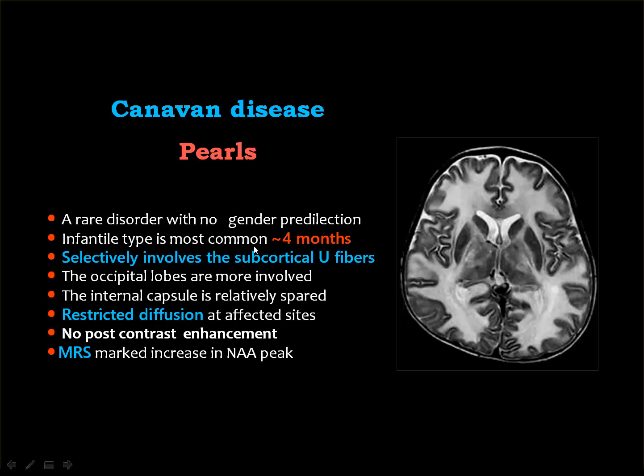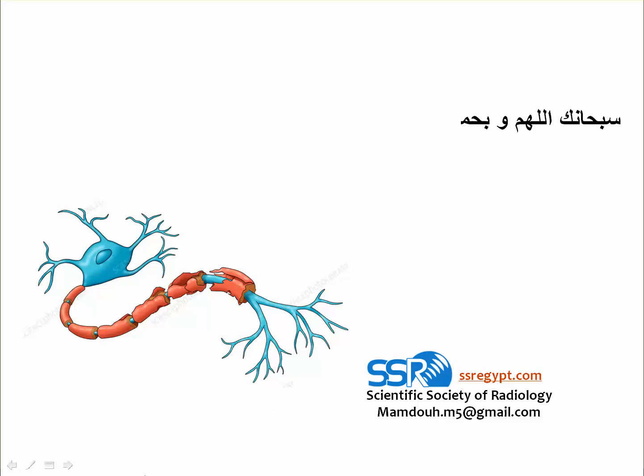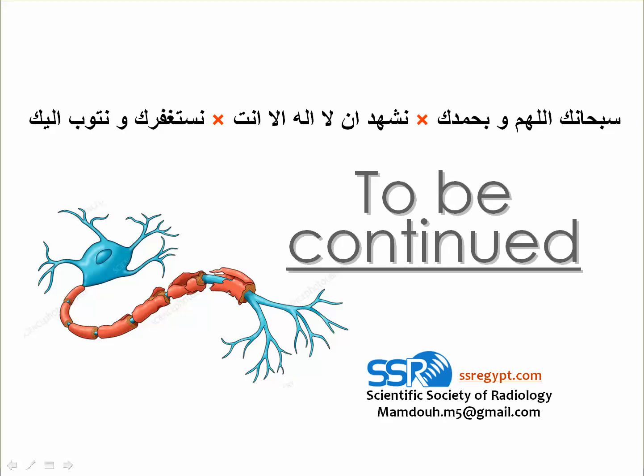It's common at about the age of 4 months. It selectively involves the subcortical white matter. It starts posteriorly, then progresses anteriorly. The internal capsule is not usually affected. Restricted diffusion may be seen. No post-contrast enhancement. MRS is very characteristic, showing a marked increase in the N-acetyl aspartate peak.